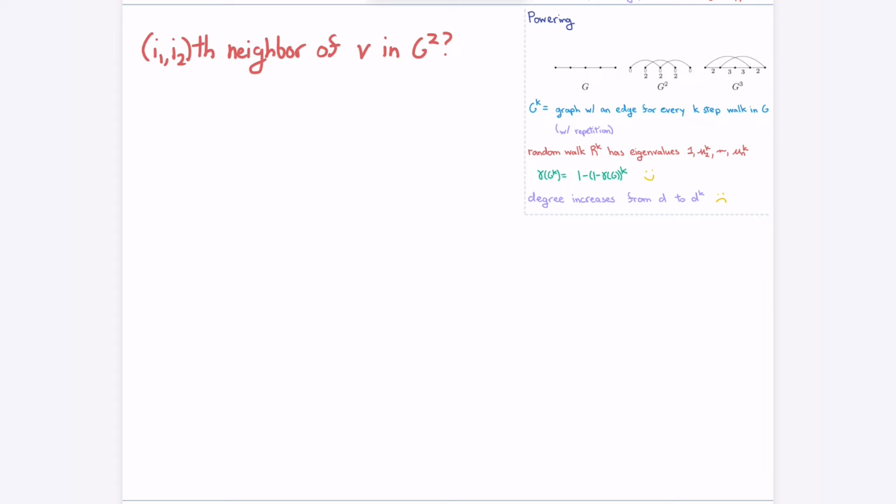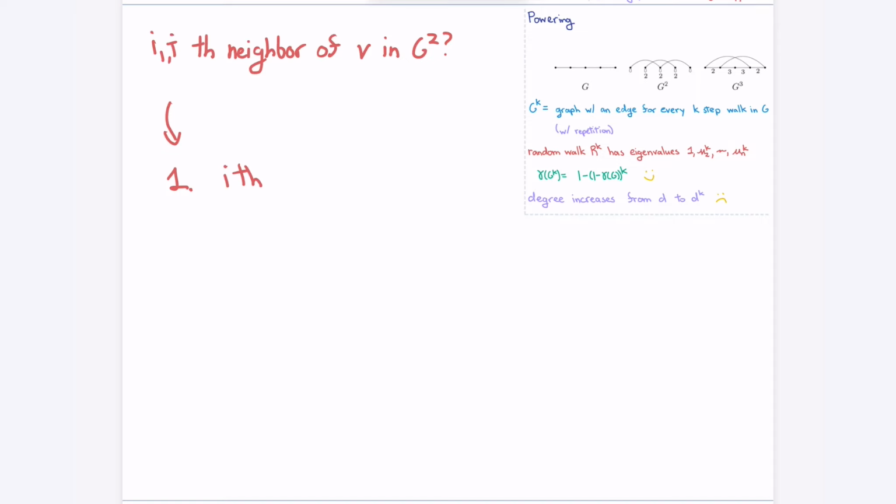So if I wanted to ask, what is the ith neighbor of V in G squared? V is really a pair of coordinates V1 and V2. Oh, wait, no, it's just one vertex V.